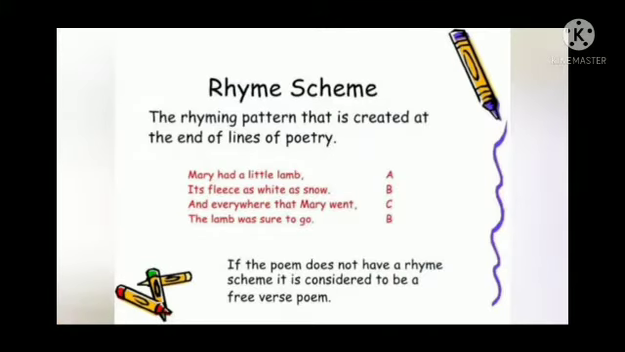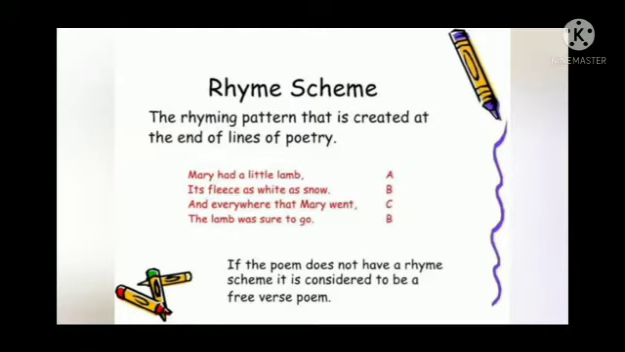The next one, rhyme scheme. The rhyming pattern that is created at the end of the lines of a poem is called the rhyme scheme. If the poem does not have a rhyme scheme, it is considered to be a free verse poem. Now, how do we find the rhyme scheme in a poem? Look at the last words of each line in this poem.